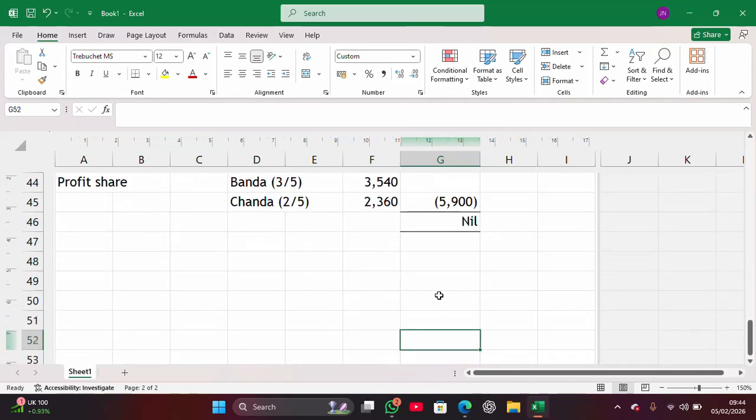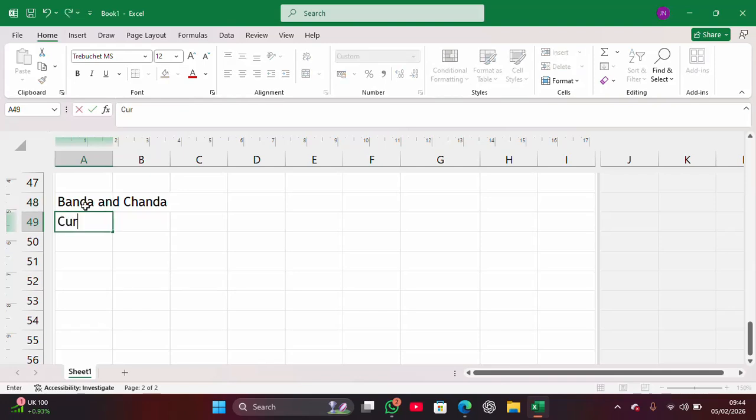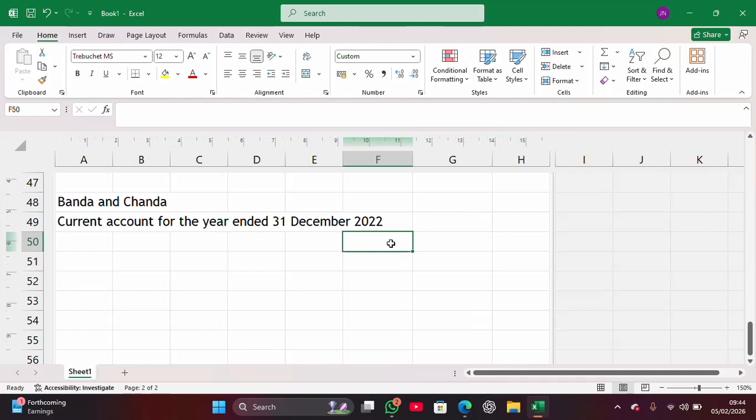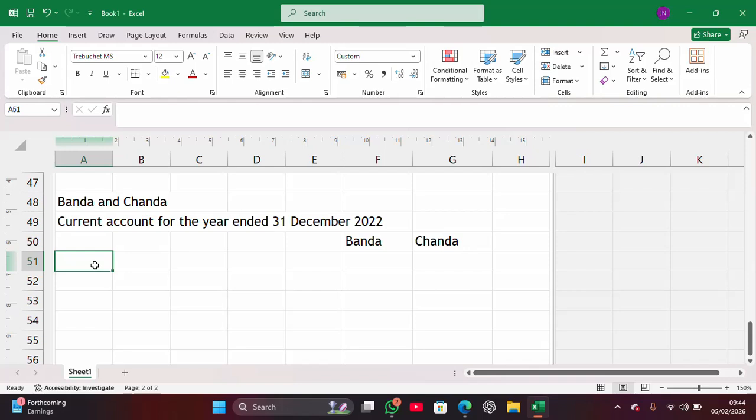The next stop is a partner's current account. Are we together? Yes. Banda and who? Chanda. Current what? Account. For the year ended. All right, guys. Okay. So I'm going to do something that I think is much more simpler than what is normally done. So we have got Banda here, and then we have got who? Chanda. Okay. So what you need to do, as you can see here, if you can master the formats, then you're good to go.